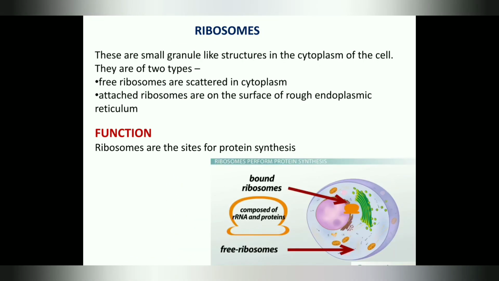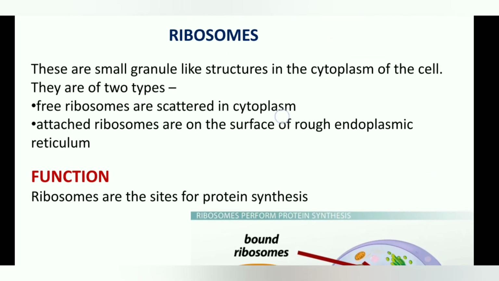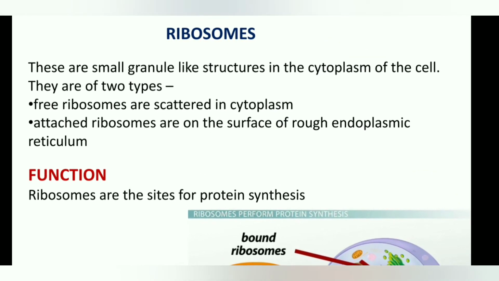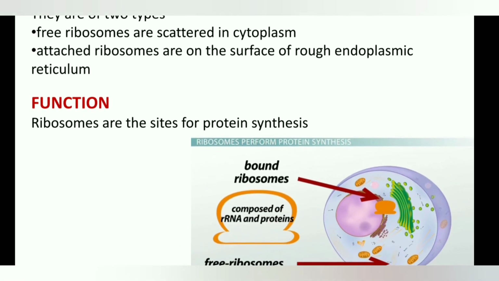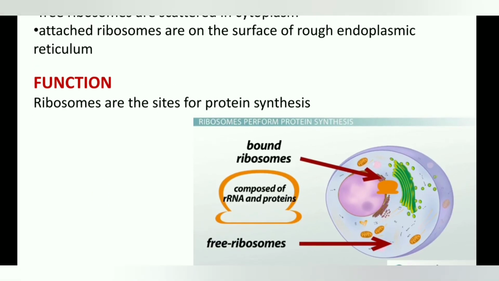Now coming to the next organelle, that is ribosomes. These are small granule-like structures in the cytoplasm of the cell. Ribosomes are of two types, that is free ribosomes or attached ribosomes. Free ribosomes are scattered in the cytoplasm, whereas attached ribosomes are present, as we have seen, in the rough endoplasmic reticulum. So ribosomes are attached, no? So they are attached ribosomes.